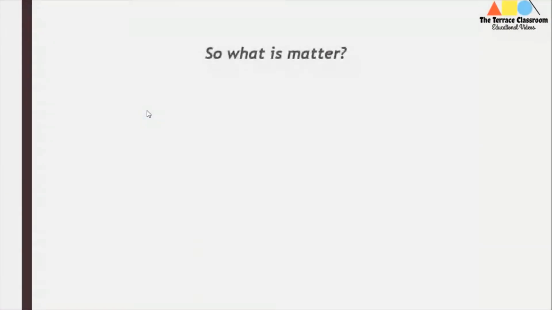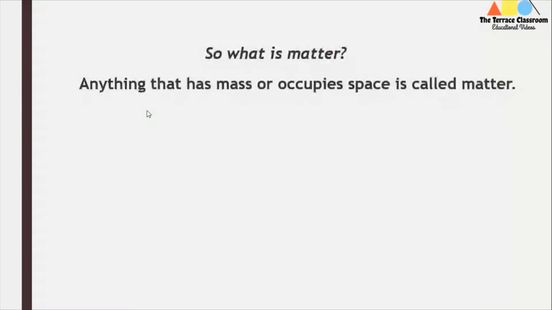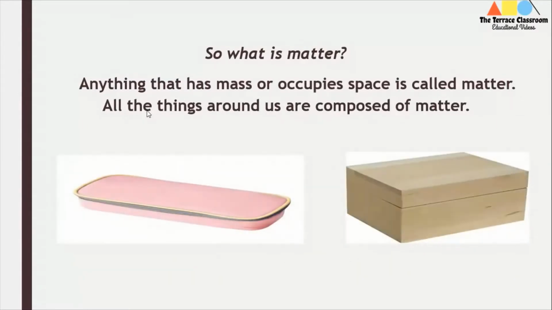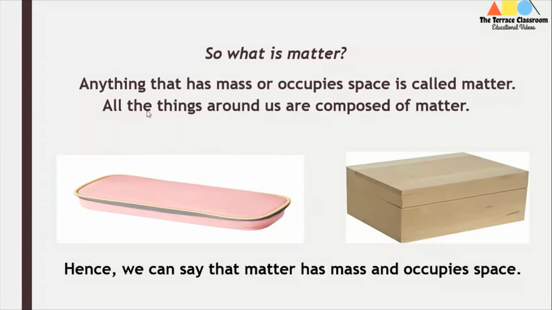So what is matter? Anything that has mass or occupies space is called matter. All things around us are composed of matter. Your pencil, your books, this device, the bag, all are composed of matter. Hence, we can say that matter has mass and occupies space.